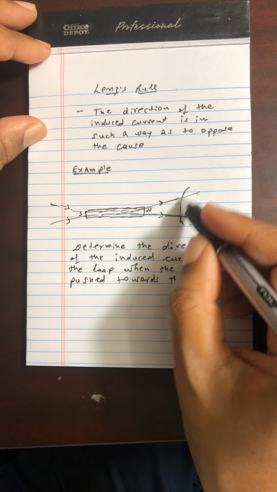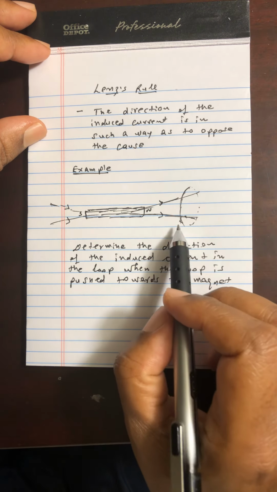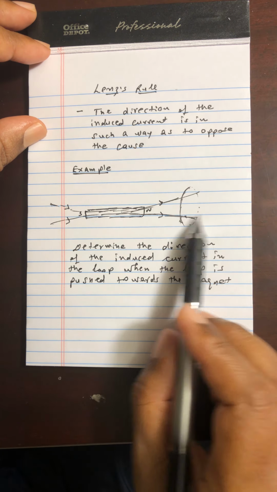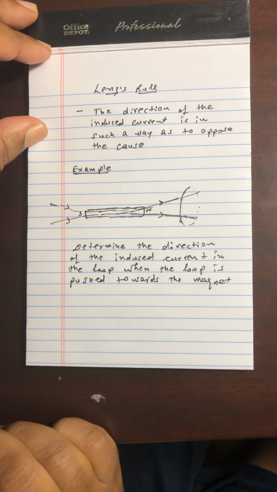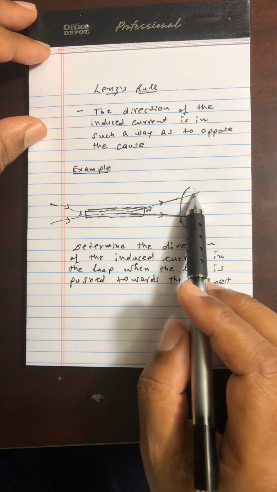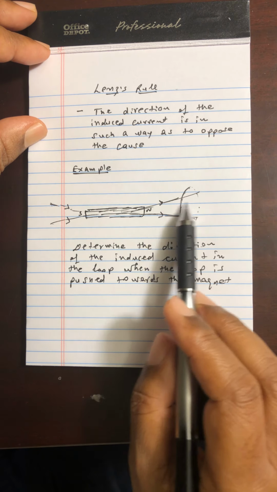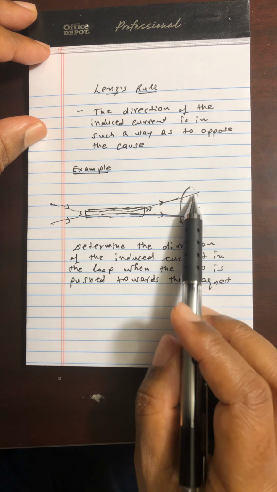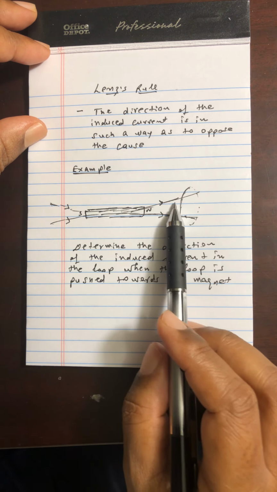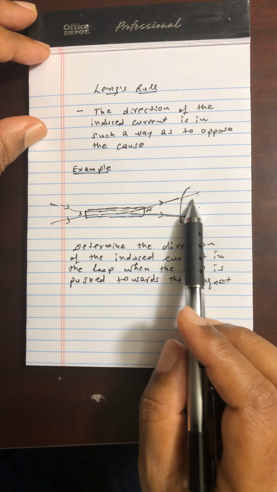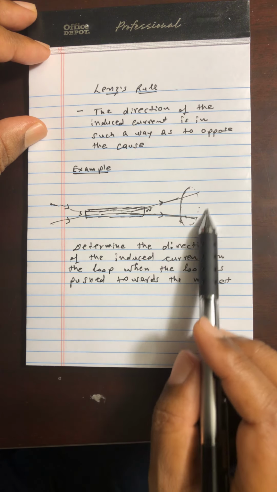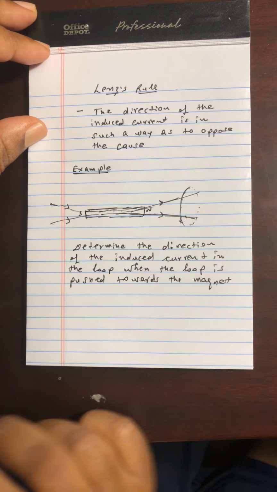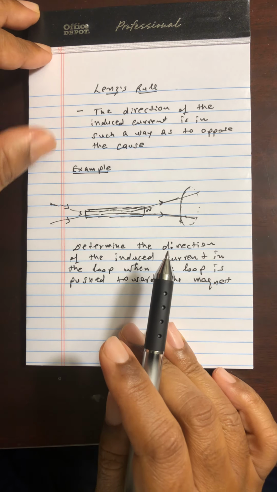Okay, now we have this loop. We want to find out whether the direction is clockwise or counterclockwise when this loop is pushed towards the magnet. So what is the cause for the change of flux when we push this loop towards the magnet? You see, the magnetic field decreases as you go farther and farther. So as the loop gets closer and closer to the magnet, the magnetic field crossing it increases. So the cause of the change in flux is the increase in magnetic field.